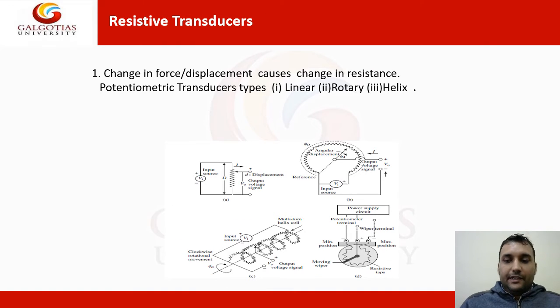The first type of transducer is the resistive transducer, where a change in force and displacement causes a change in resistance. That is the potentiometric transducer, whose types are linear, rotary and helix. This is a linear transducer, this is a rotary transducer, this is a helix transducer. We will discuss further detail in the next slide.